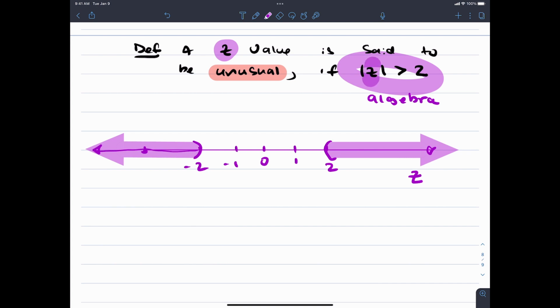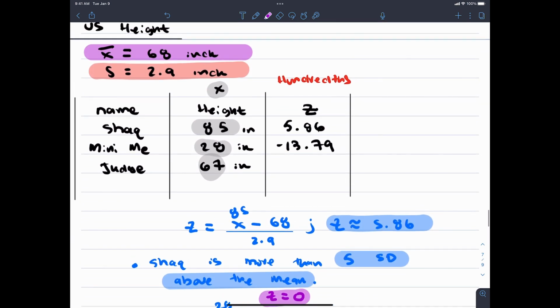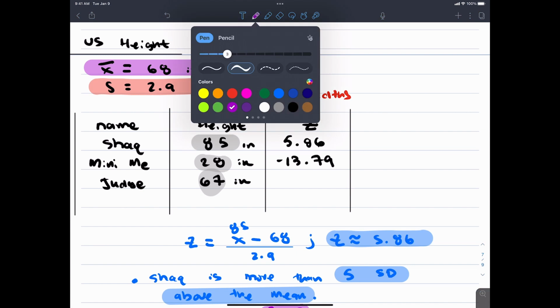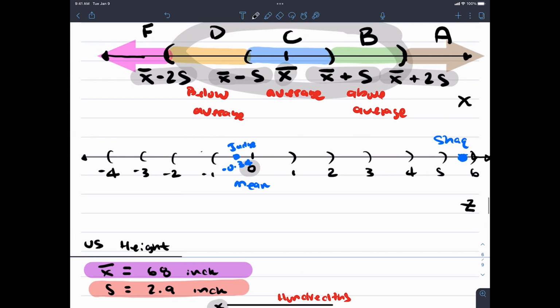Okay, so what's the point again? Of all these z-scores we just computed for the height, which one of these are unusual? Mr. Judge's z-score is negative 0.34. Did you guys tell me who has an unusual z-score? Where's the unusual interval again? Anything bigger than 2 and anything smaller than negative 2. That's the definition here.